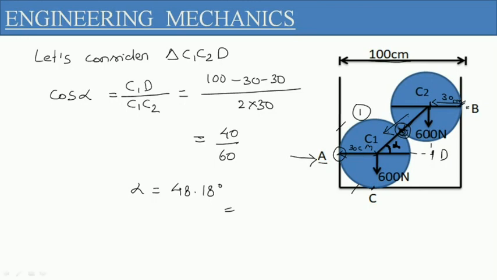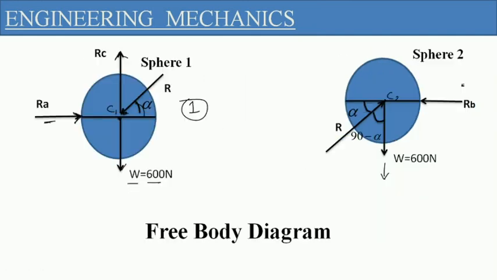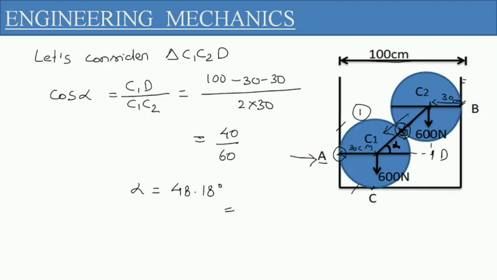So at point B, we will define reaction RB, but it will be perpendicular to this vertical surface. So RB will act in this direction. Now there is no another contact point between the wall and the sphere. So here next contact point we will find out. So next contact point is the contact between sphere 2 and sphere 1.